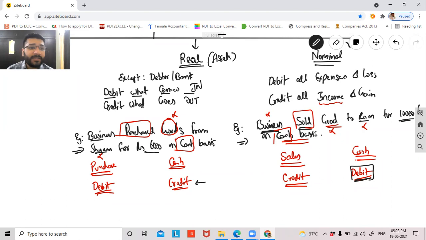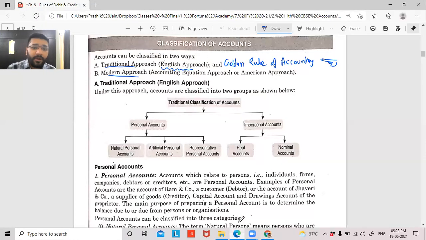Are you getting this point, guys? So every transaction will have two aspects. One debit aspect, another credit aspect. Are you able to get the answer? Yes, sir.